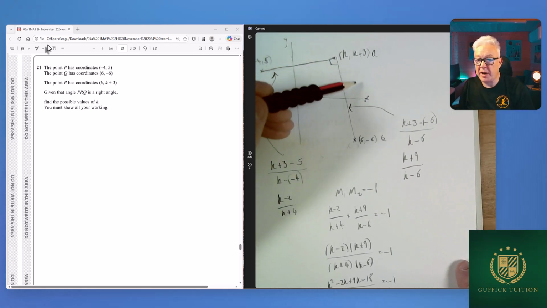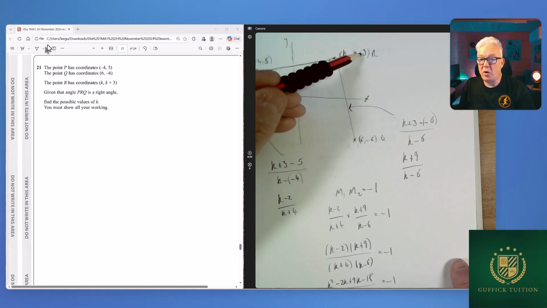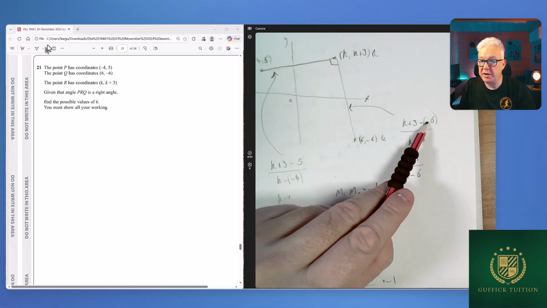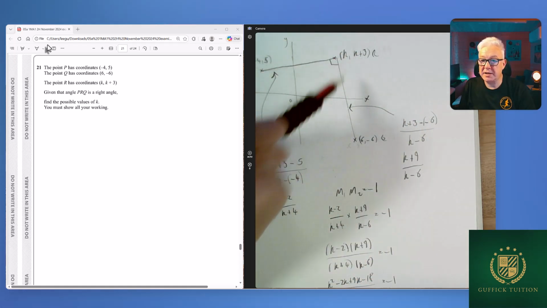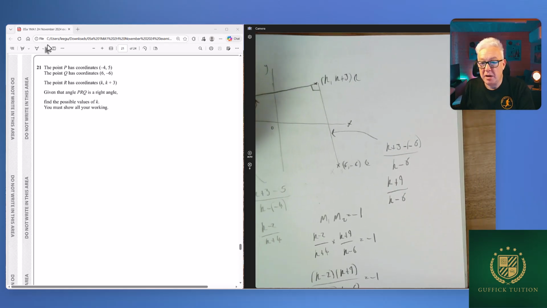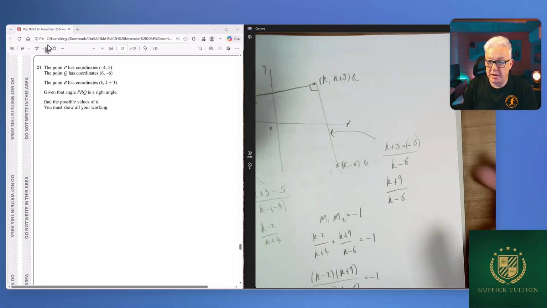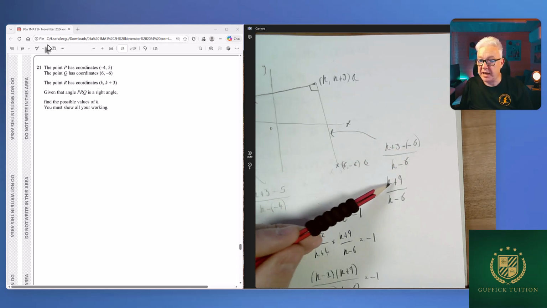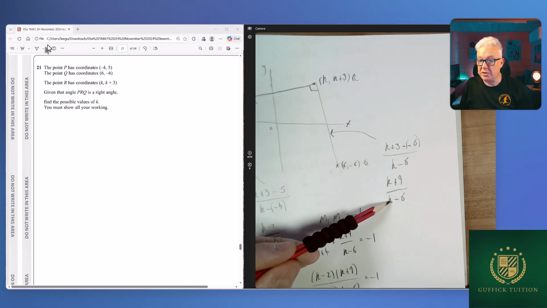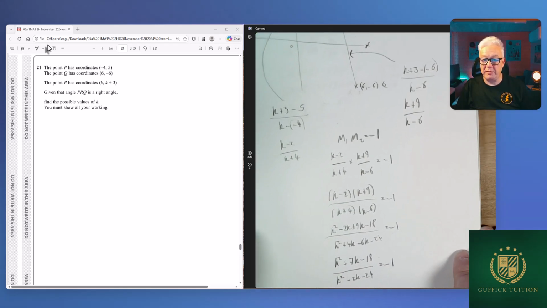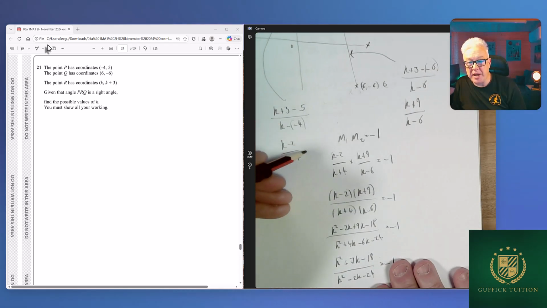And let's find the gradient of this line. Change in y over change in x is going to be that, take away that. So k+3 minus -6, over that, take away that, which is going to be k minus 6. So this is going to go to k+3 plus 3, that's k+9, and this one's going to go to k minus 6.